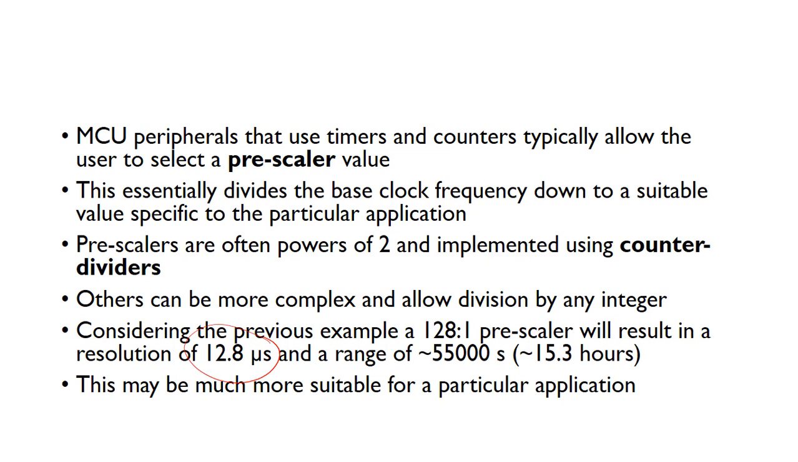But the range has also gone up by a factor of 128. So rather than being 430 seconds, it's now about 55,000 seconds, or 15 hours. So this is an example showing that by changing the prescaler, you can trade off resolution against range. Depending on what your application is, you can find a specific prescaler value.